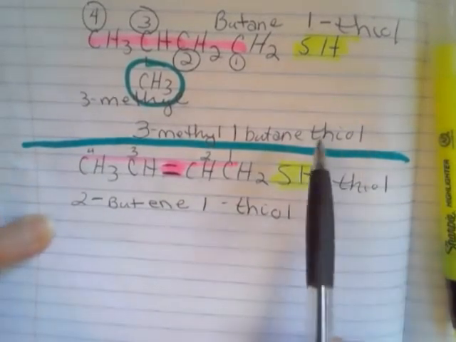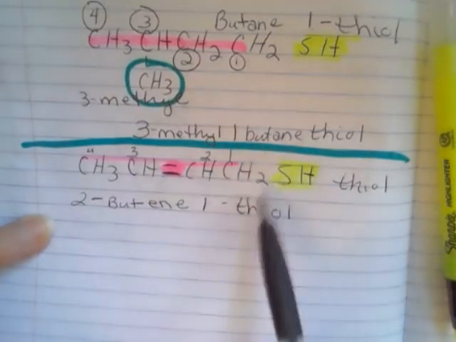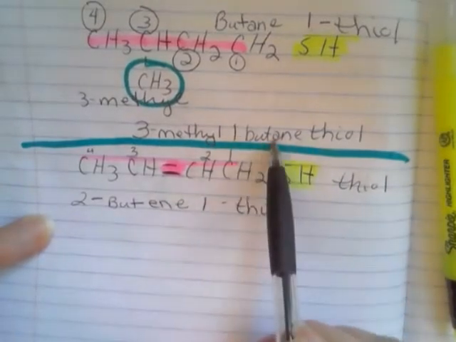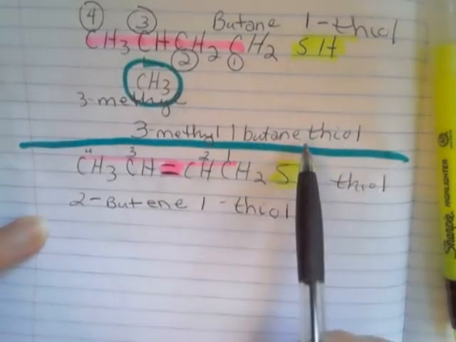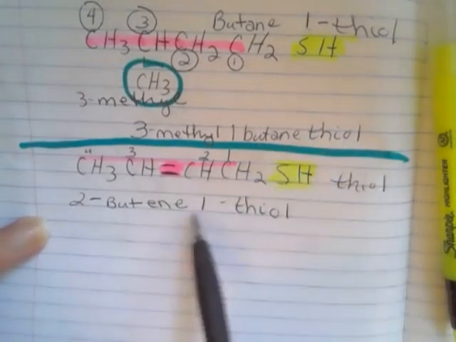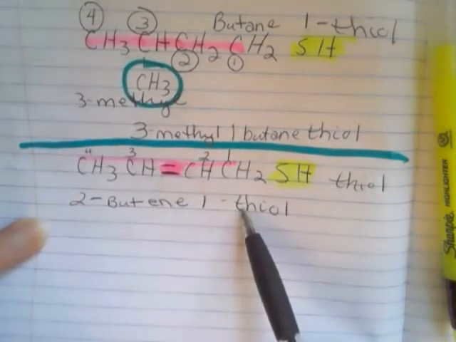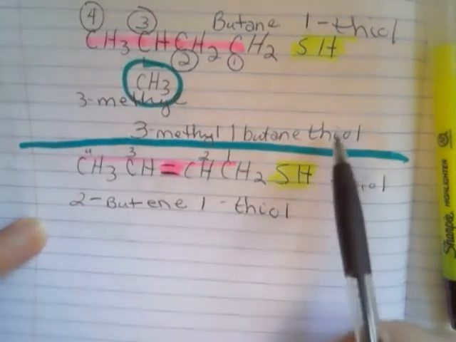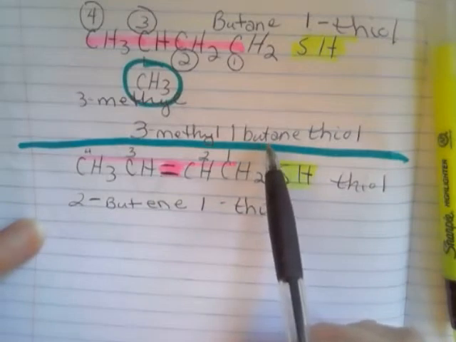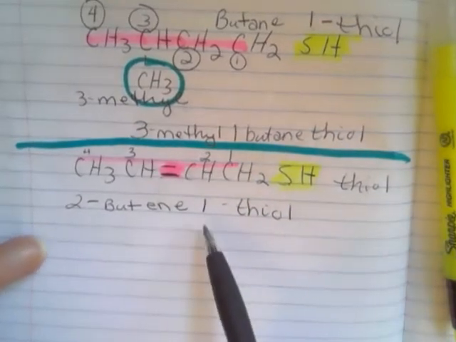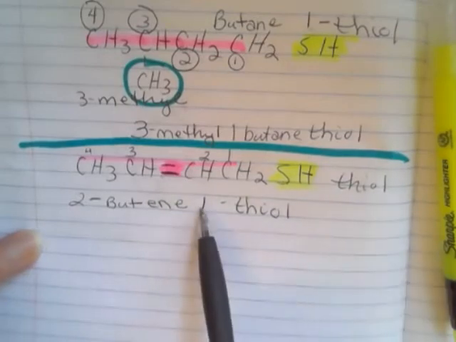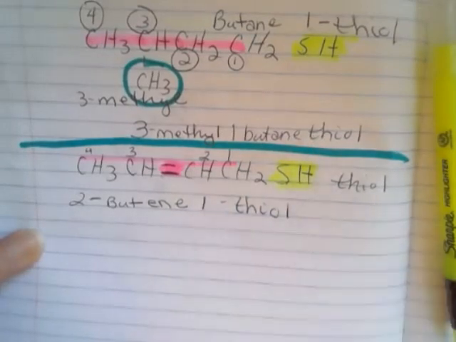Notice that this one was 1-butane-thiol, and we put the 1 right in front of the thiol on this one. So up here it does not say butane-1-thiol, but here it says butene-1-thiol. So you notice the difference where the 1 is?